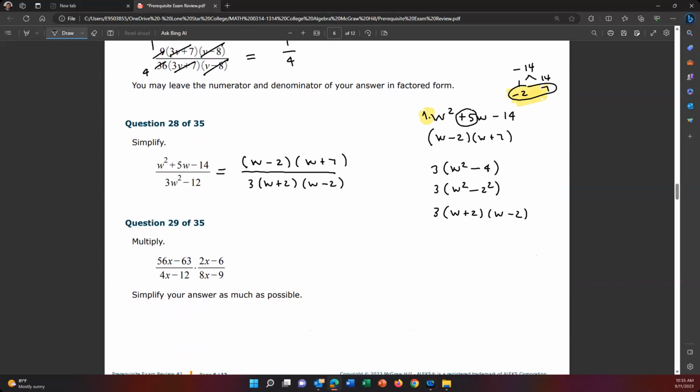Okay, so now that everything is in factor form, I'm going to take those two parentheses out, one in the numerator, one in the denominator. All right, and that's it. That's the best that we could do. Please do not do anything else to this. There is nothing else to do here. It's over. Okay, moving on to number 29.